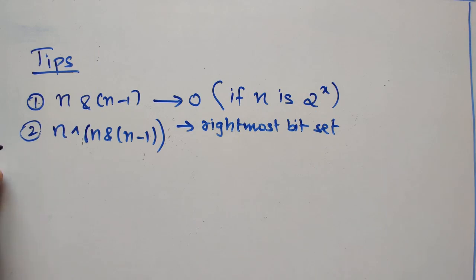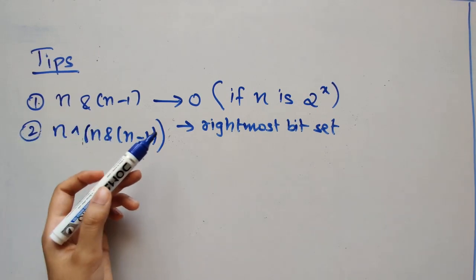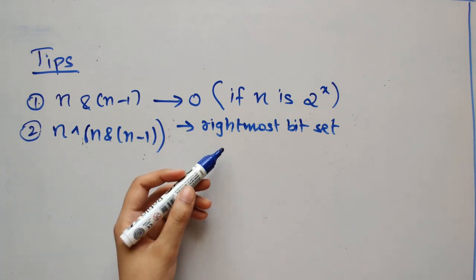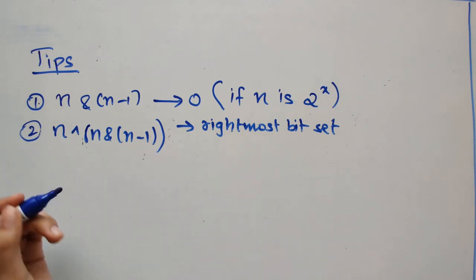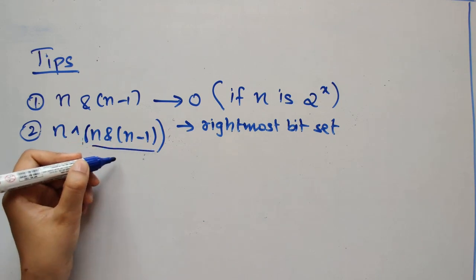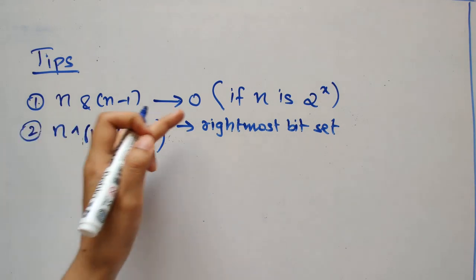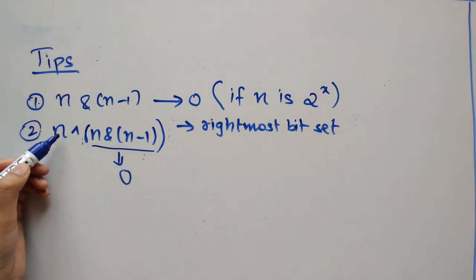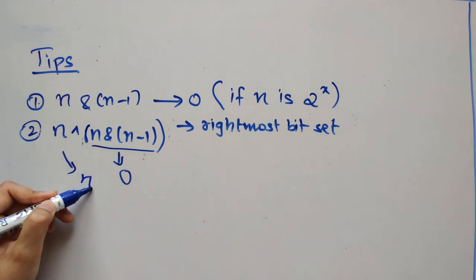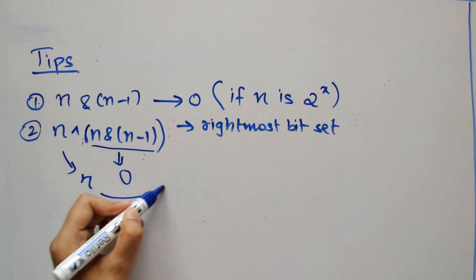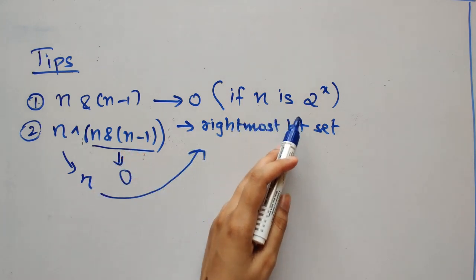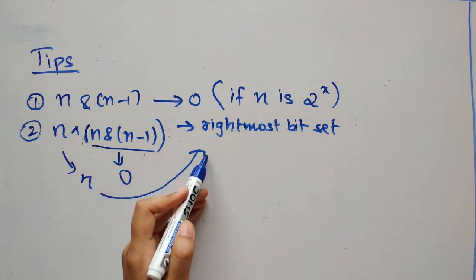That's it in this video, guys. We learned 2 tips today. n AND n minus 1 evaluates to 0 if n is the power of 2. This expression will give us the rightmost bit set. And also notice one thing, n AND n minus 1 is 0, right? We learned that here if n is power of 2, then this expression is 0. And if we XOR it with n, it will give us n itself. So it also tells us that the rightmost bit is set if the number n is power of 2. So this is actually true.